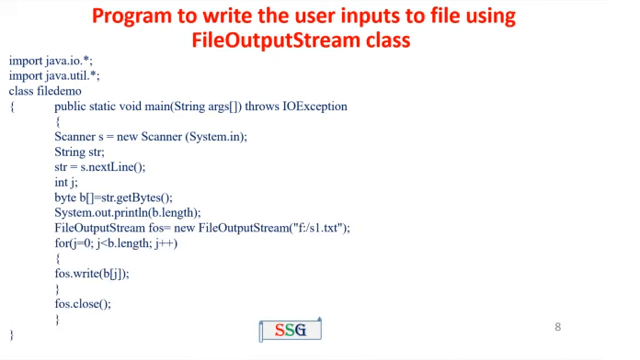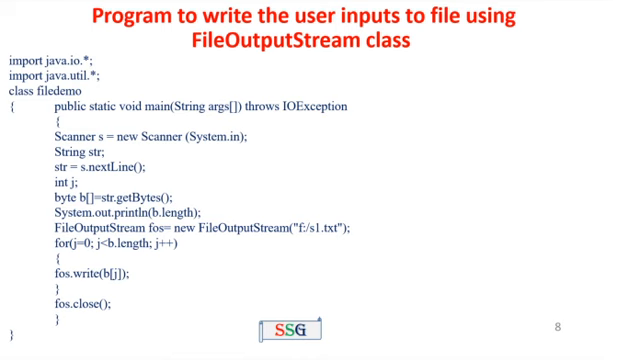The next, we have to create the object for the FileOutputStream class: FileOutputStream fos, where fos is the object name, = new FileOutputStream("f:/s1.txt"). Here the file name is s1.txt, and it is present in the f: drive. The next one, for j equal to 0, j less than b.length, j++, then fos.write(b[j]).